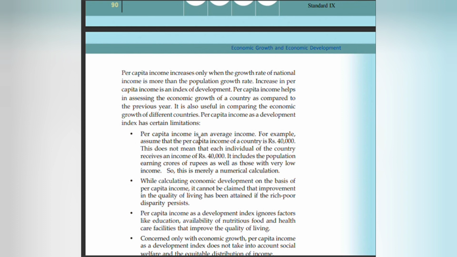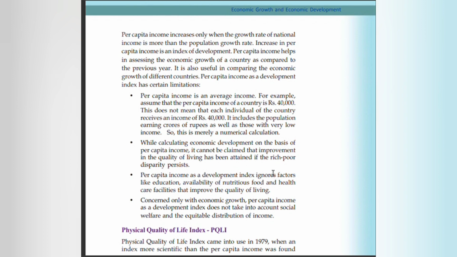Per capita income is an average income. For example, assume that the per capita income of a country is rupees 40,000. This does not mean that each individual of the country receives an income of rupees 40,000. It includes the population earning crores of rupees as well as those with low income. So this is merely a numerical calculation.